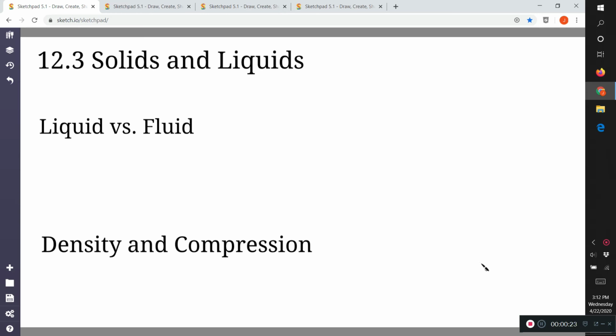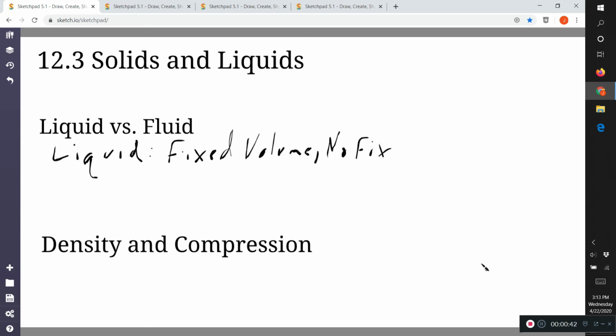If you remember, liquids have particular properties, namely, a liquid has a fixed volume but no fixed shape and is considered non-compressible. So what does that mean?